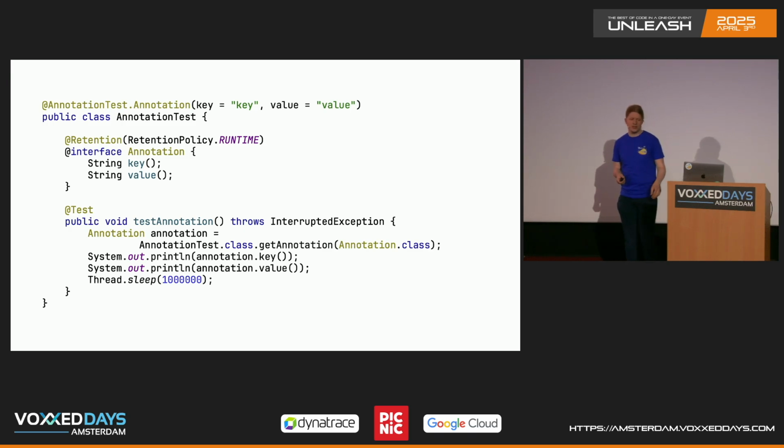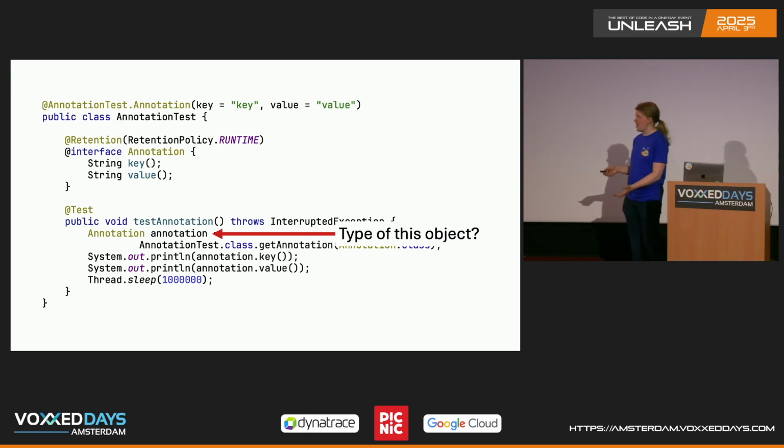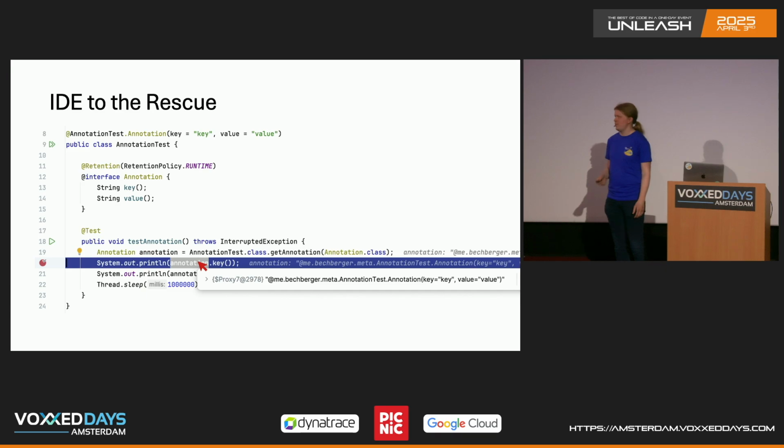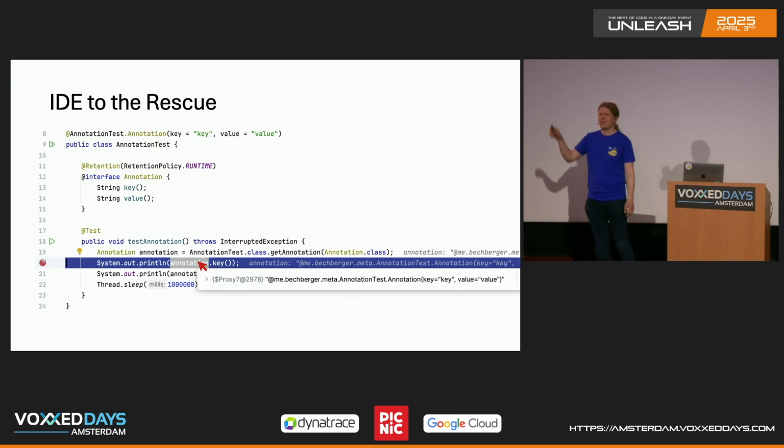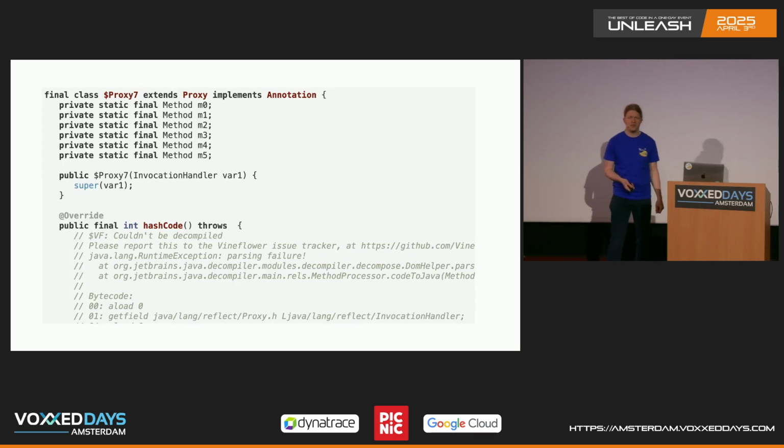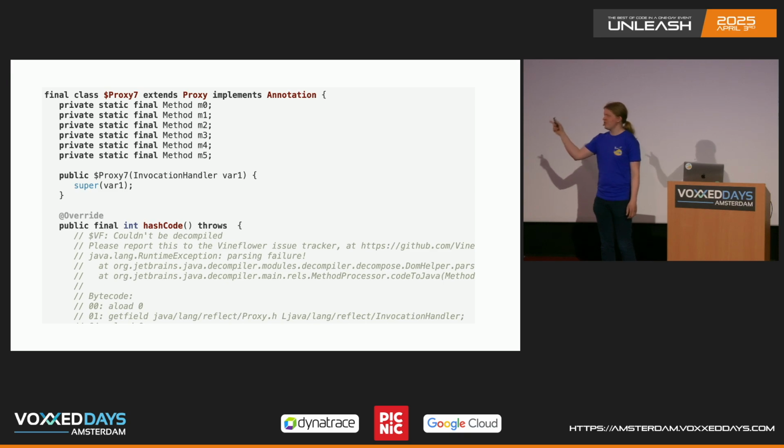But now we're wondering, what is the type of this object? Because Annotation is clearly an interface, so someone needs to implement it. So we can do the old trick with the IDE again and see that it's a Proxy7 class, and then we can go into my tool, because that's what my tool is for. We can check how Proxy7 looks, and see that the decompiler really dislikes this method. So it's like, hey, please report this to the issue tracker. I don't have any clue what to do with this method.